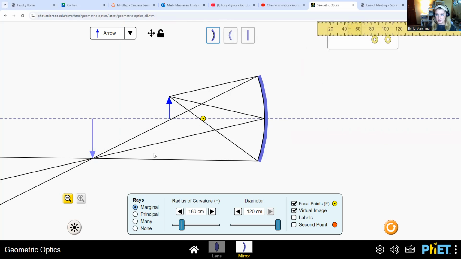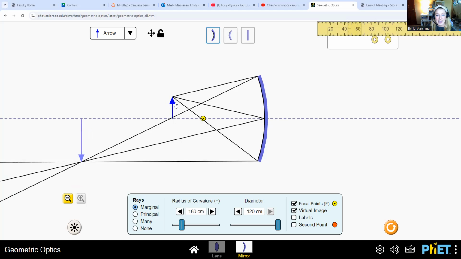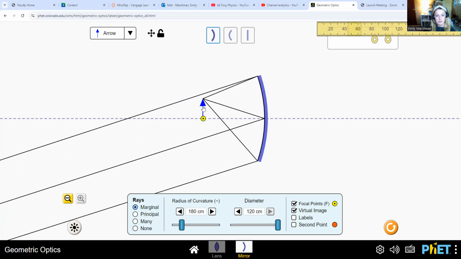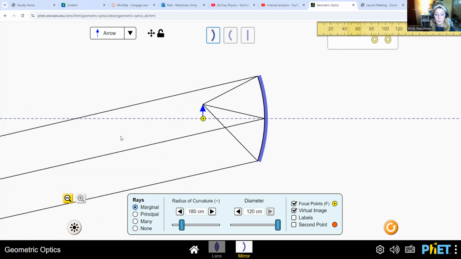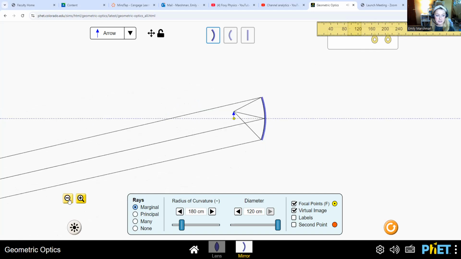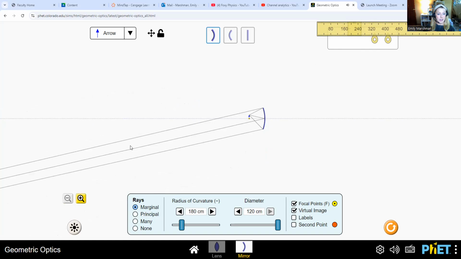So that works out. That's what our prediction was, and it matches what the simulation is. Let's see what happens if I put the object at the focal length. I'm just going to make it small to help us visualize. What happens when you put the object at the focal length is that the image is at infinity. What does that mean? Well, that just means that the image is projected a really, really far distance away.